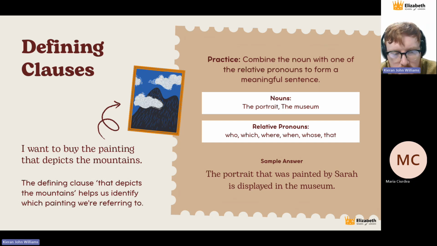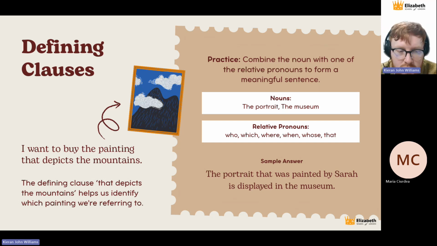Thank you. Yeah. So here's just an example answer. The portrait that was painted by Sarah is displayed in the museum. So our relative clause is this part. We've got the portrait, we've got the museum, and then we've got the relative clause beginning with that. Okay. All right. So well done there. So that is the defining clause.